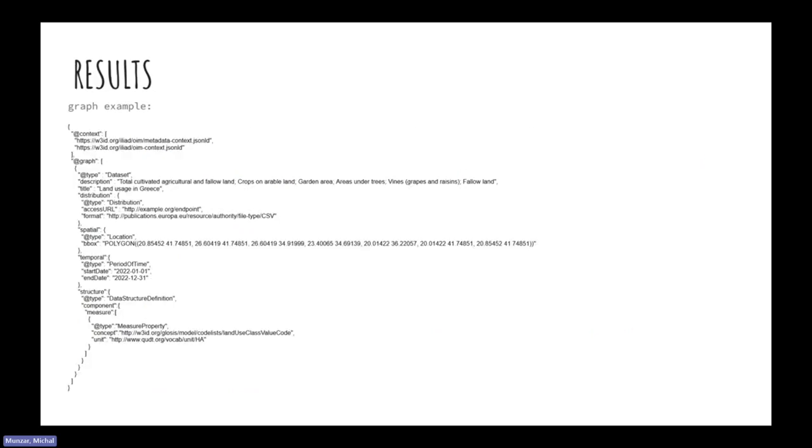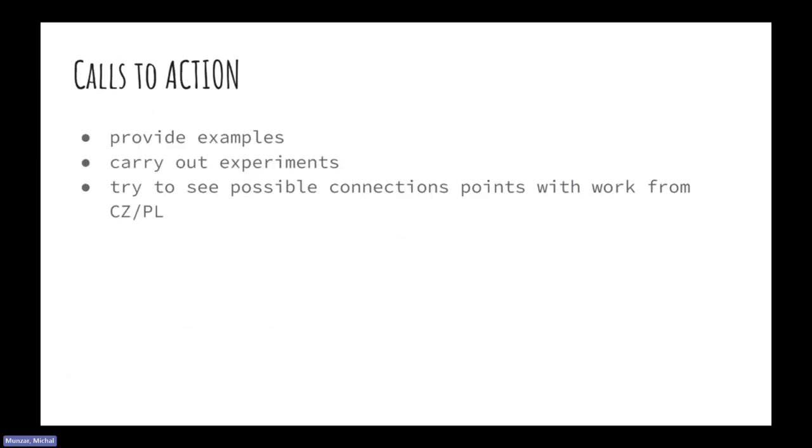And we were working on creating some examples of metadata describing datasets, which my colleague Aaron will now take as an input for providing some simple examples of how LLMs can be used to select between different sources based on this metadata and then get to the next step, which is accessing the data. So here we need to provide some examples, carry out some experiments, and try to see the connection points between the work from our colleagues from Prague and the work that we are doing at PSNC. That's on my side.